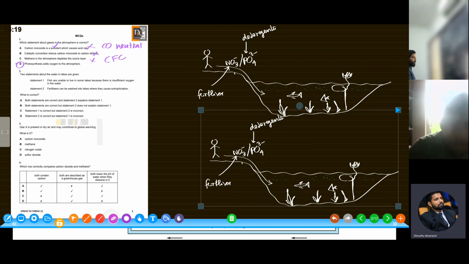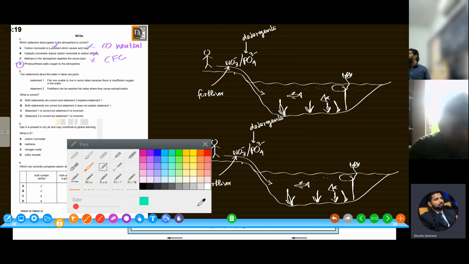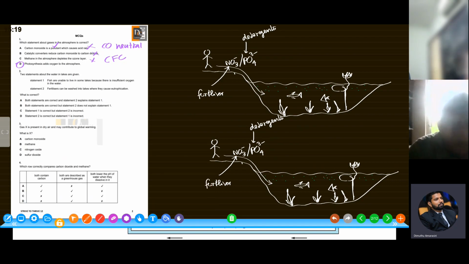Look at what happens to the ecosystem. Since we have put a lot of nitrates and phosphates, these algae grow very fast. Why? A lot of fertilizer. Algae are the tiny green things visible to the eye. So what will happen to the algae concentration? It increases. Yes, definitely. So you have a green blanket on the top.